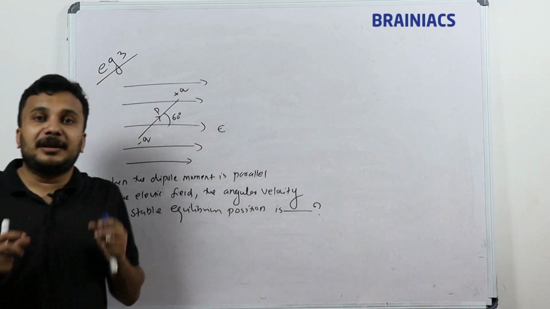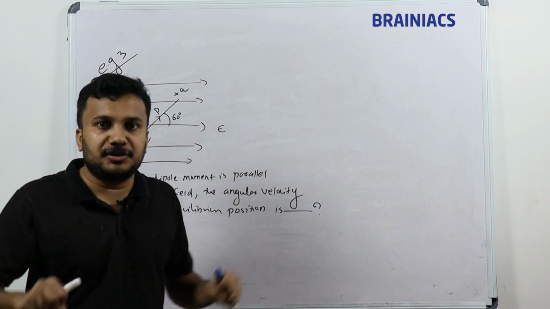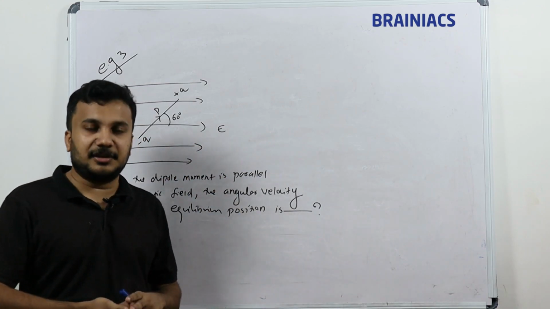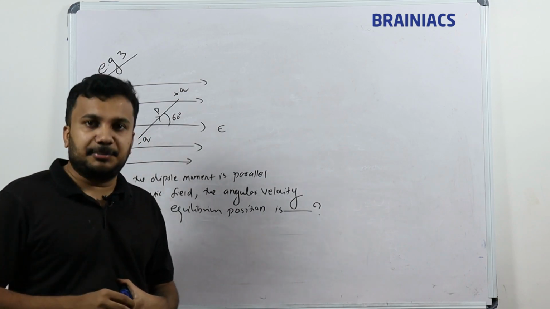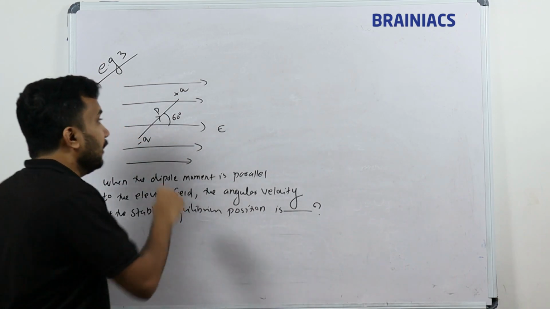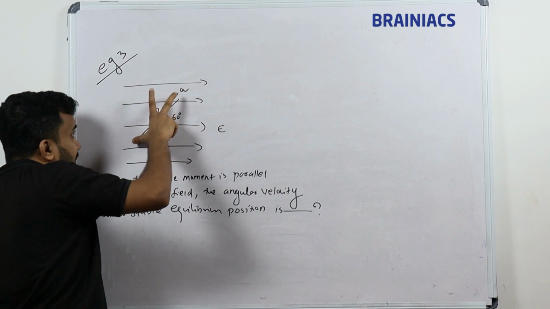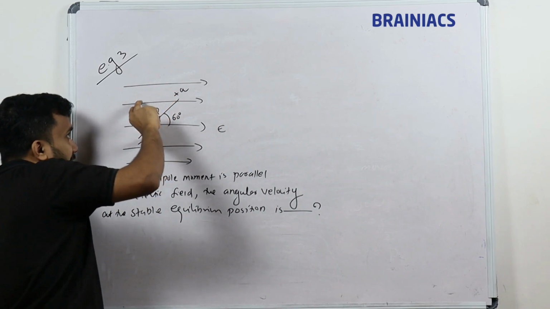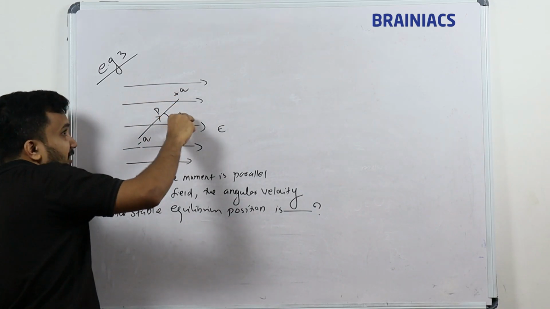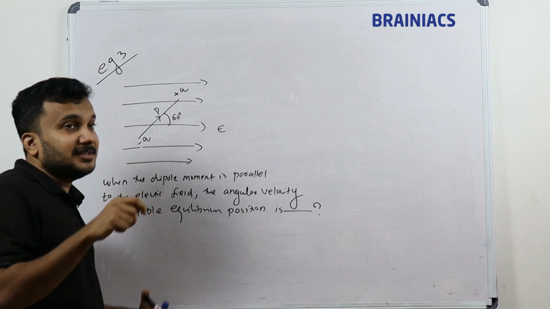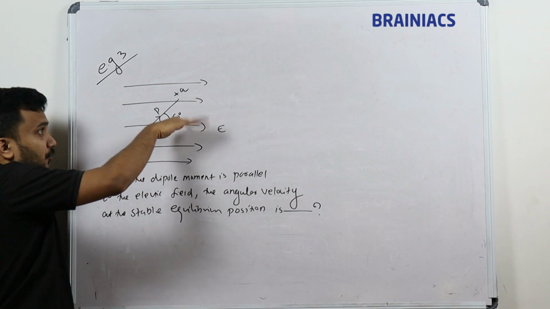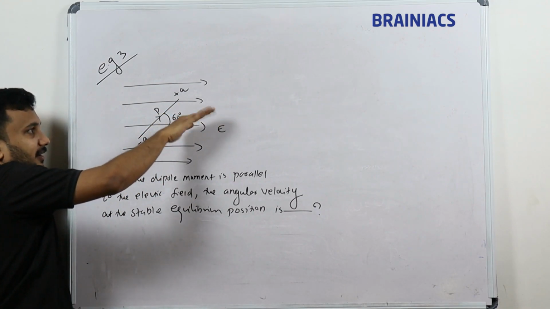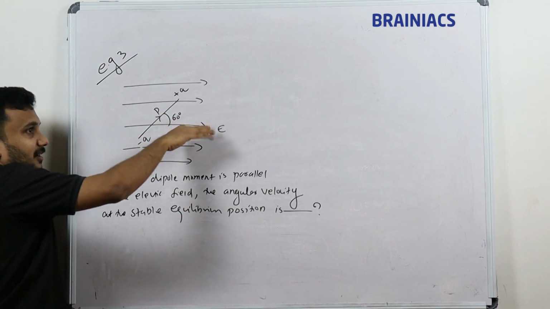Whenever this dipole comes to the equilibrium state, meaning the stable equilibrium state, what will happen? Now remember, it is minus q to plus q, the dipole is like this. I am trying to keep it at stable equilibrium. Once it comes to stable equilibrium, it will just jerk like this, correct?